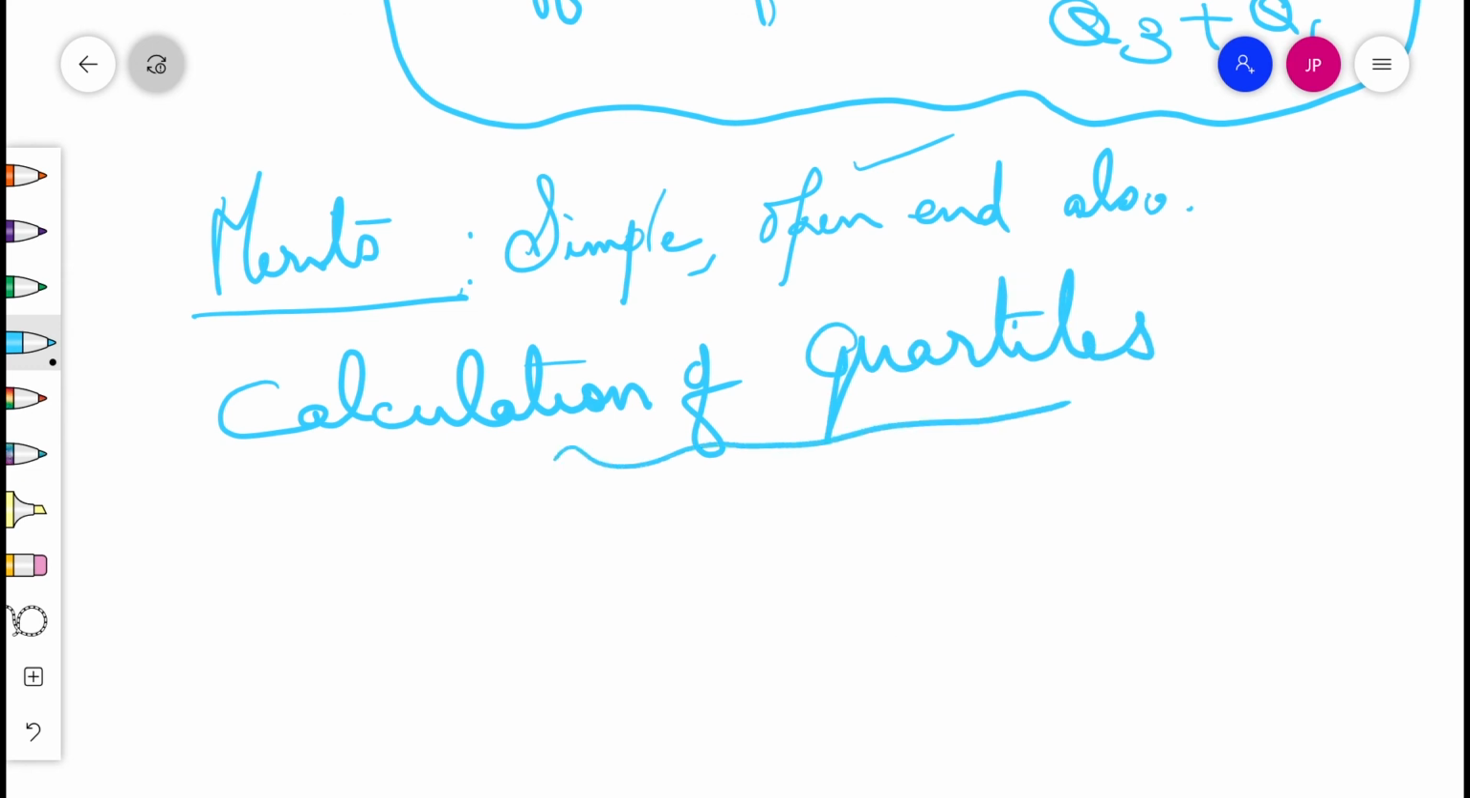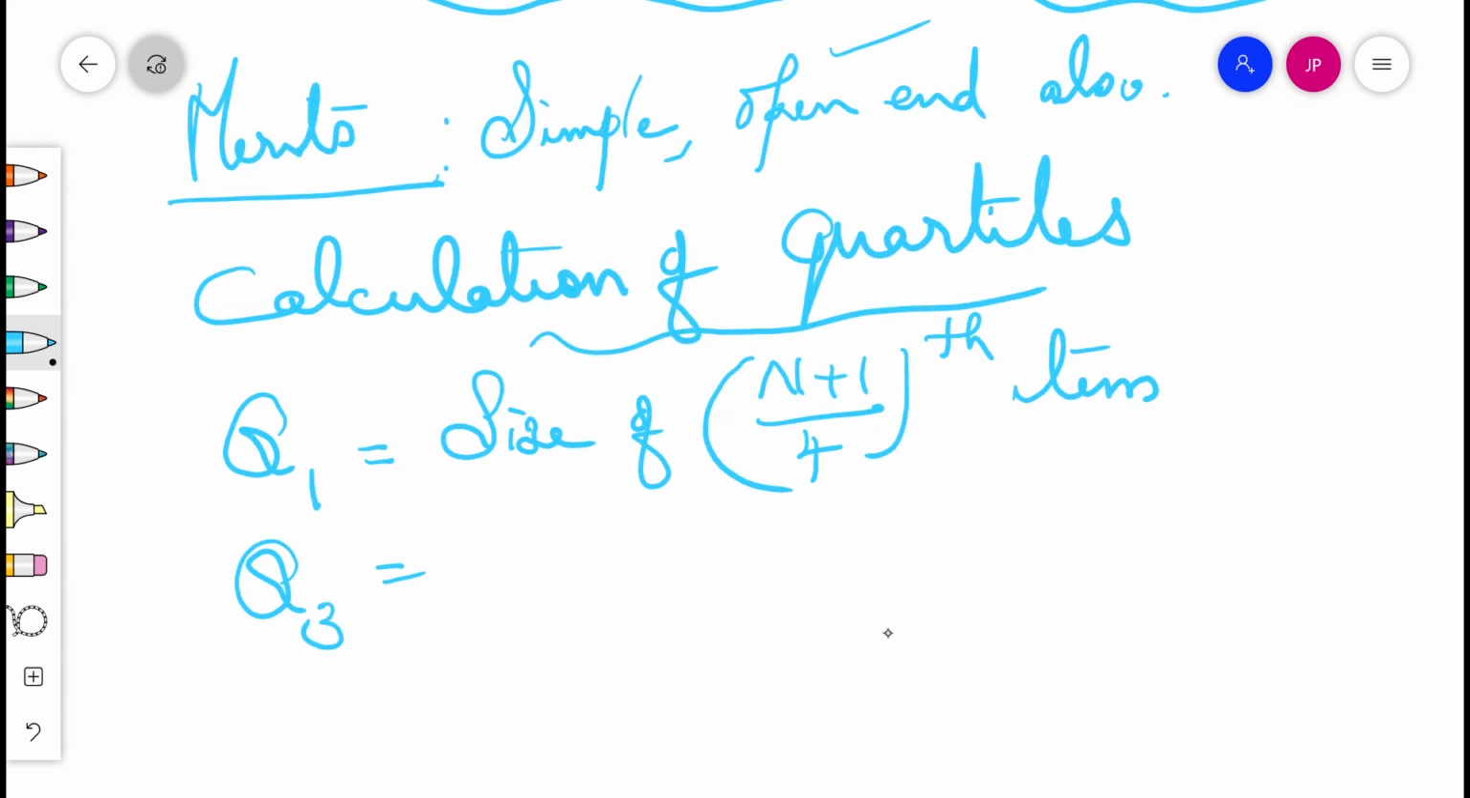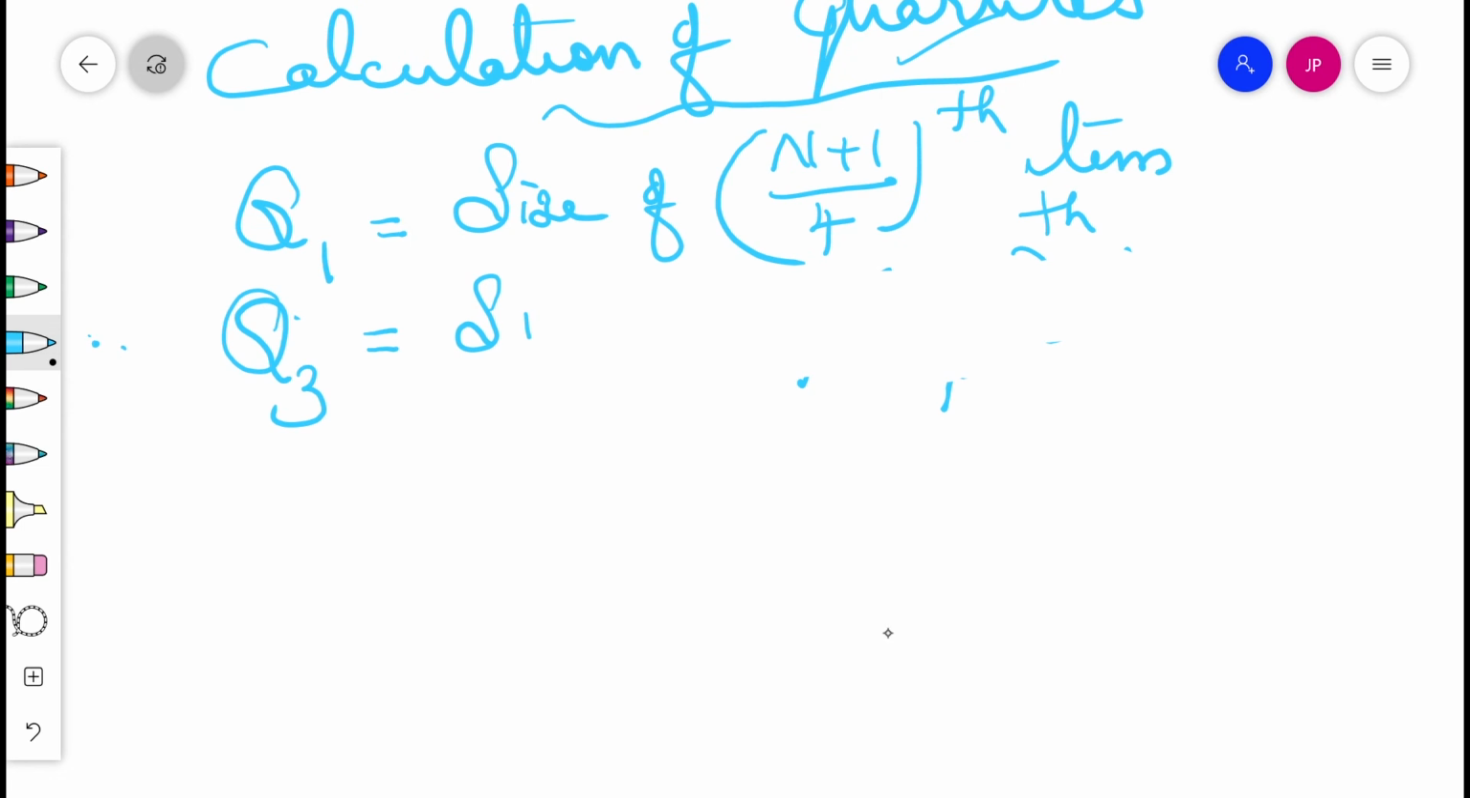So calculation of quartiles. In the case of median, it's the n by 2th item. So in this case, series is divided into 4 equal parts. So Q1 is equal to size of n plus 1 by 4th item. Yes, this is one part, 1 by 4th, that is Q1, that is 25%. Q3 is 75%, size of 3 into n plus 1 by 4th item, because 75%, isn't it?